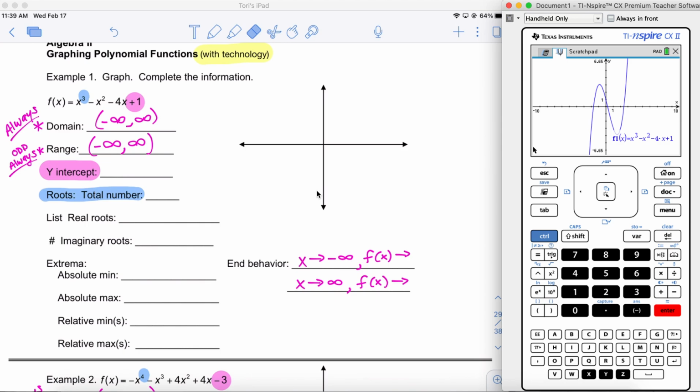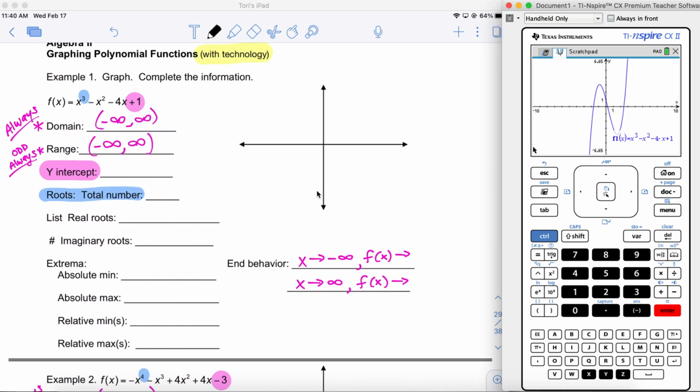All right, so let's start with some things that we know already. First of all, from the equation, I already know that it's an odd function. That means it's going to be all real numbers, or negative infinity to infinity, for both the domain and range, okay? I've got that covered.